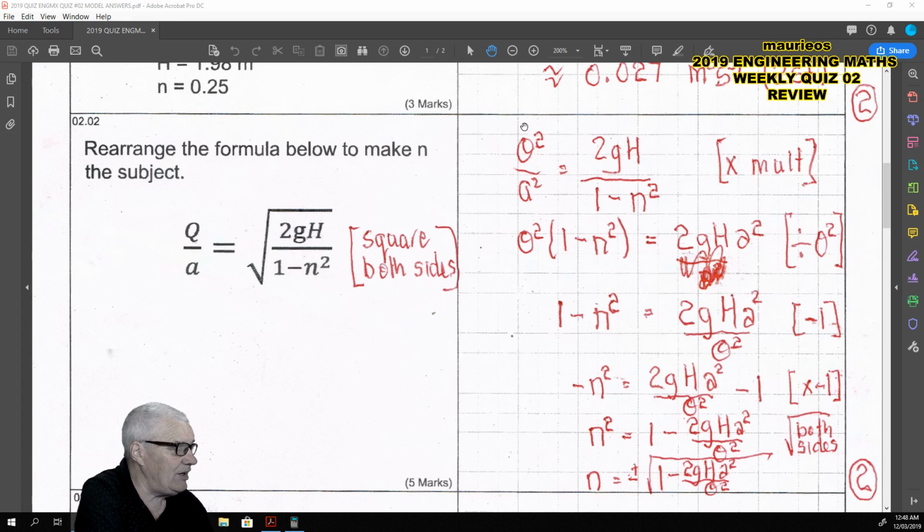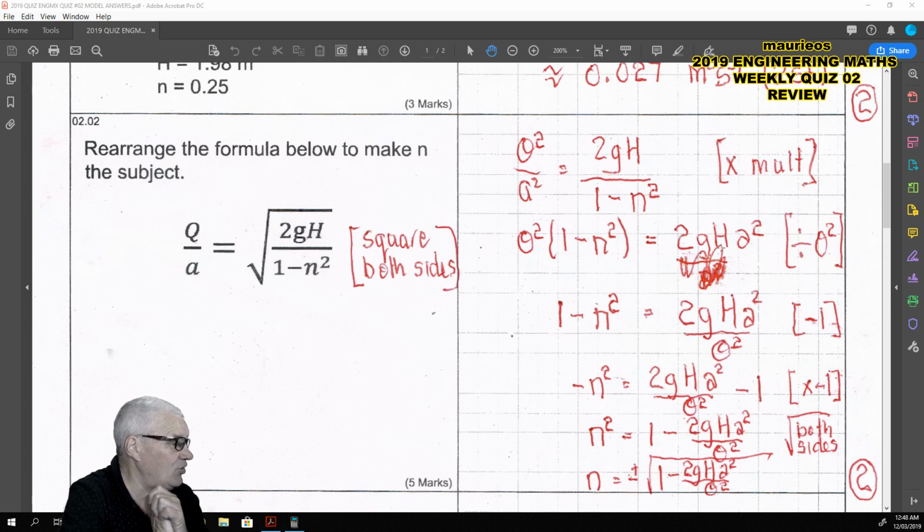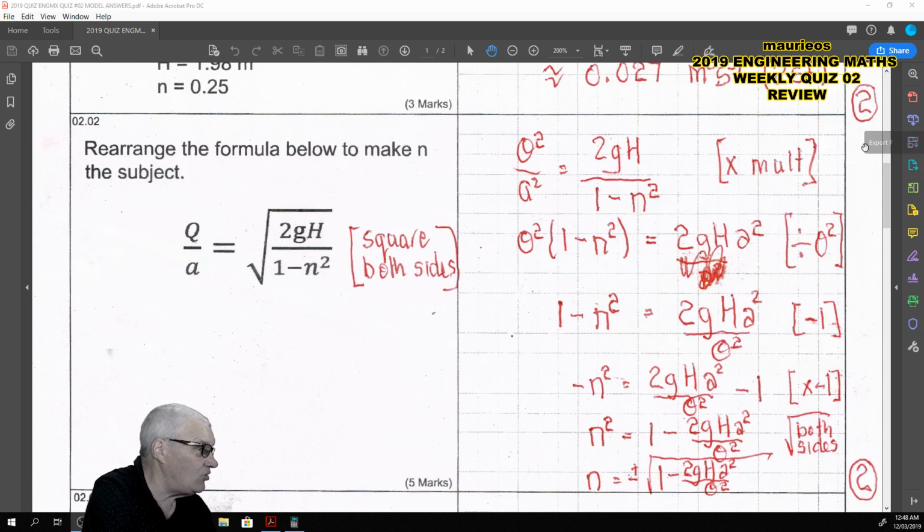Now we've got something over something, and it's as if each of them is in their own little bracket. So, and then we can cross multiply. So we've got Q squared times 1 minus N squared equals 2GH a squared. Now we don't need to write all the little multiplication signs in with algebra. We're saving pen and paper. So we're just there, and we know that means 2 times g times h times a to the power of 2. So we've got that there.